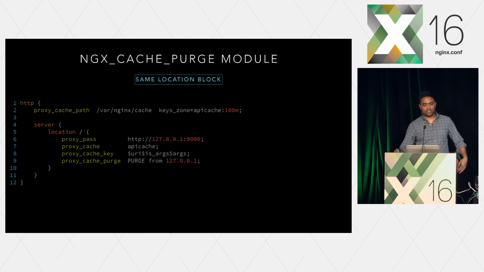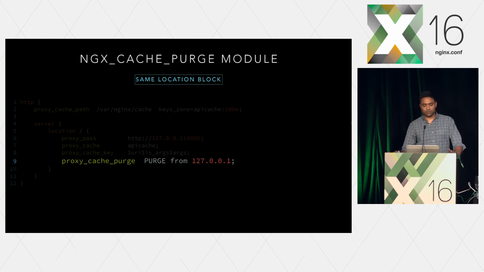So this is, again, an example config. And the most important line there is the one where you say proxy_cache_purge, purge_from, and an IP. So you're doing a few things there. By placing it in a location that already has a proxy_cache directive, you're telling it which cache to purge from, and it also infers the cache key.